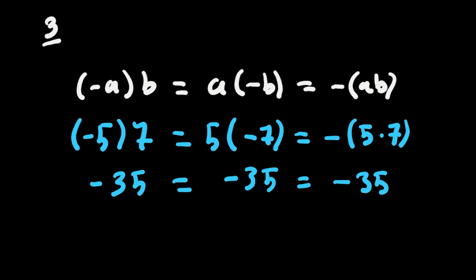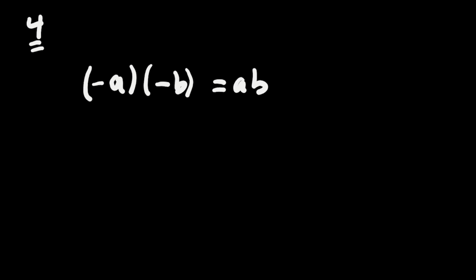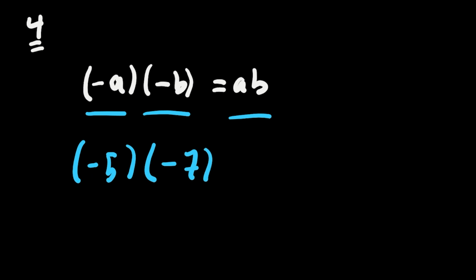Just keep in mind this formula is very important. Let's see another formula. When we have minus a multiplied by minus b, that would equal ab. So when we have a minus multiplied by another minus, the minus will be removed and we will just get a positive number. So minus 5 multiplied by minus 7 would equal a plus 35. The minus simply will be removed.